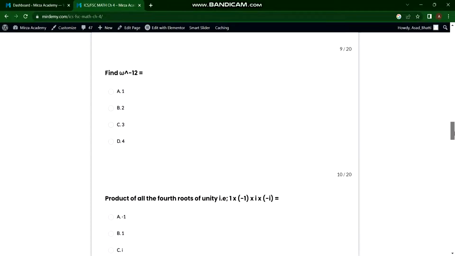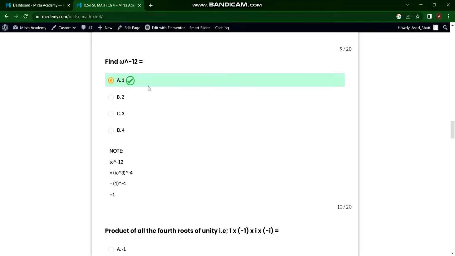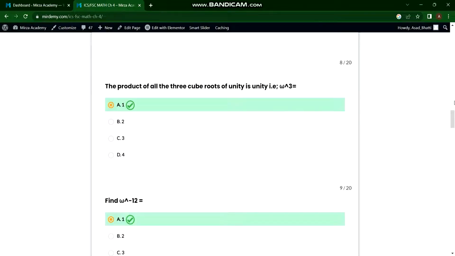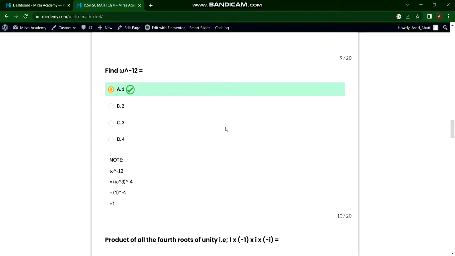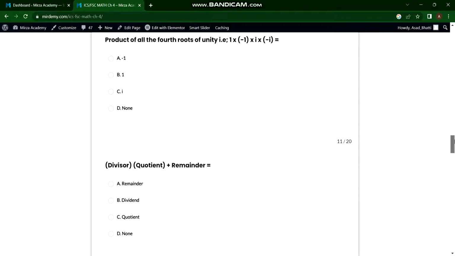The next MCQ: option 1 is correct, because omega raised to power minus 12 can also be written as omega raised to power 3 raised to power minus 4, because 3 fours are 12. You can write this because omega cube is equal to 1. So I am going to put the value here: 1 raised to power minus 4, because 1 is a constant, so the value must be 1. So option 1 is correct for this MCQ. So omega raised to power minus 12 is equal to 1. Now I'm going to move to the next MCQ.